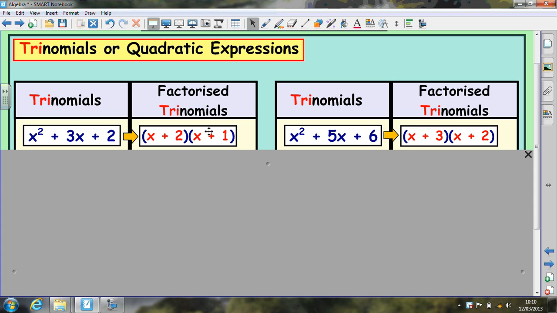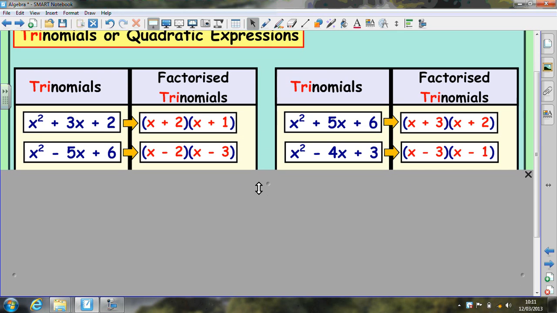These numbers also have to add together to make the middle value, and that's why some people find it tricky, because there's two processes going on at the same time and some people mix them up. But it's important to remember the last two numbers multiply together to make the end number here. Now, when you've got all pluses in your trinomial, the brackets are always going to be pluses as well. The second example over here, if you look at it, the 3 times the 2 will make the 6 at the end. 3 add the 2 makes the 5, and you're always going to have pluses there.